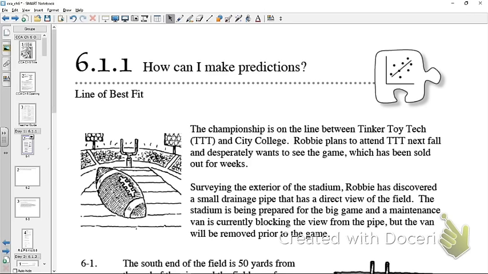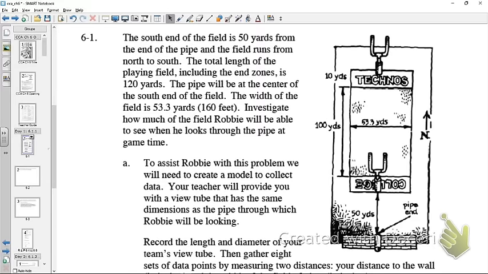So if you look down, here's the situation. Here's the game. It gives some units here, and we'll go over that in a second. Robbie's going to stand right here, and he's going to look through this wall, this drainage pipe, and through the pipe he's going to be able to see the field.